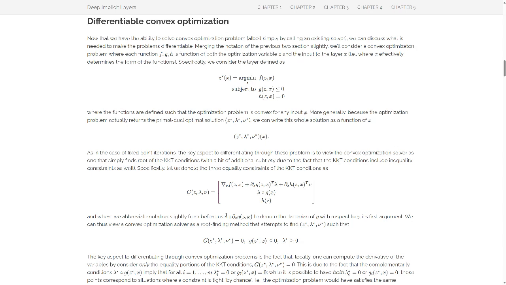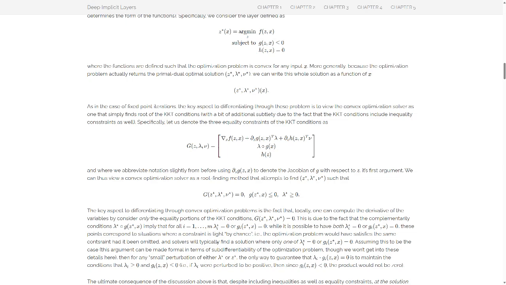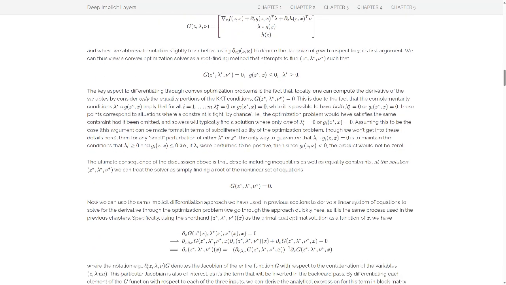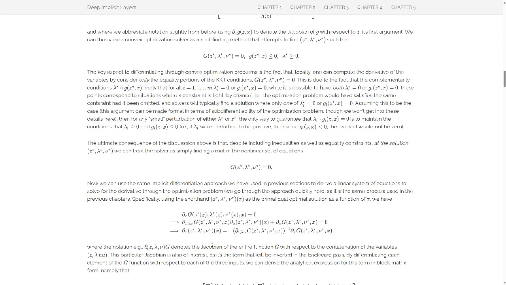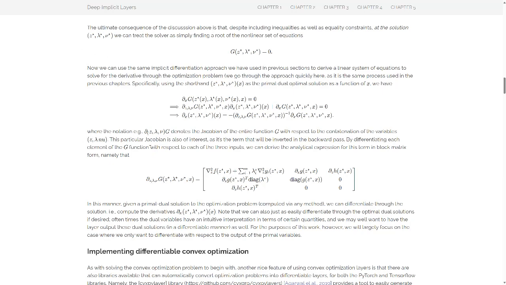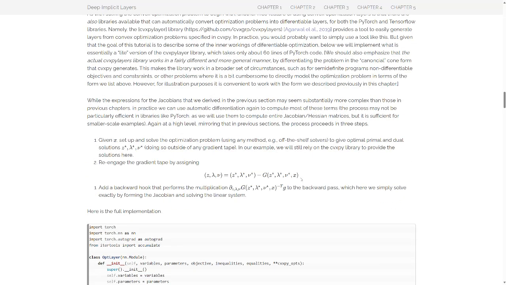Implicit differentiation saves the day again. It really does. The research shows how we can express the Jacobian, that matrix of derivatives, in terms of the solutions to the optimization problem. And with that Jacobian, we can calculate the gradients and train the network just like we normally would. Exactly. It's a really cool combination of optimization theory and deep learning.